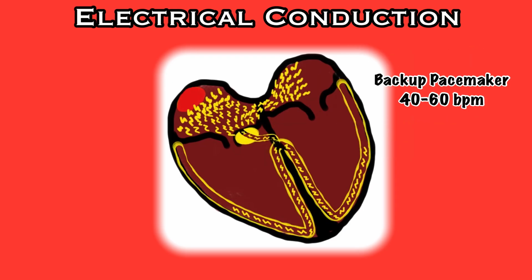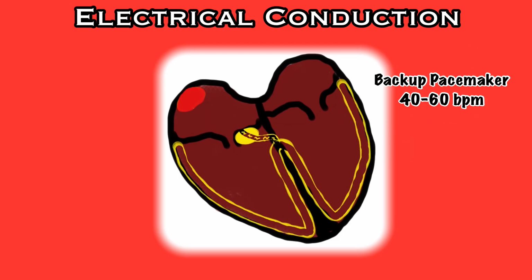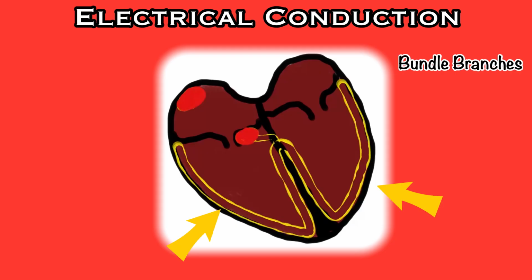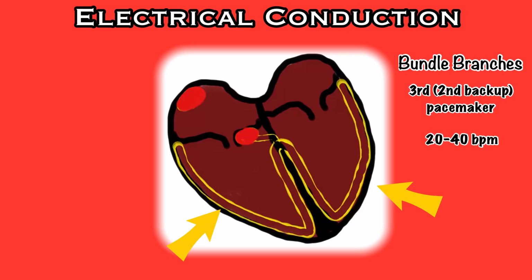That's a good backup. But what if both the SA node and the AV node can't create their own impulse? What do we do? Die? Well, hopefully not. We have one more backup in place to keep that from happening. Those bundle branches function as the third and final pacemaker of the heart. They can create impulses between 20 and 40 beats per minute. Now, that's not a great rate. Output is severely limited here, but it will hopefully keep the body alive until it can correct the issue. Or, if this person is in a bed in a hospital, keep them alive long enough for us to correct the issue.